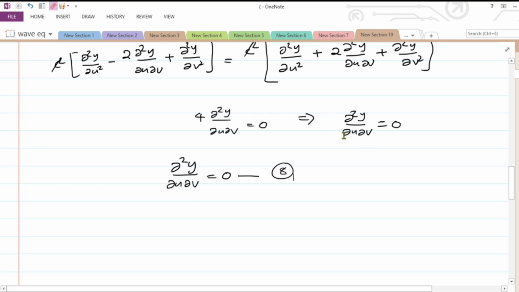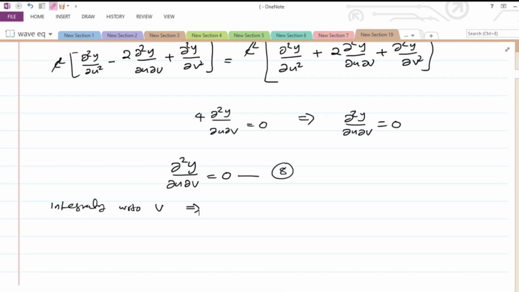We have learned that if a partial differential equation contains only one derivative term, it is better to use the method of direct integration. So you can solve this by using the method of direct integration. First of all, we integrate equation number 8 with respect to v.